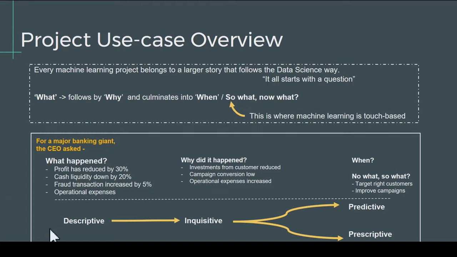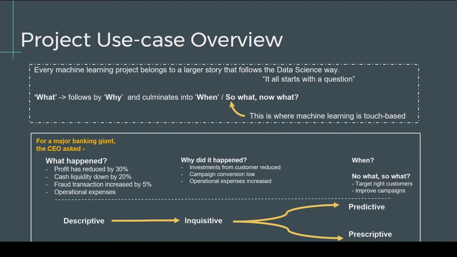Now, this would be a set of candidate answers the CEO might have received. So when he asked what happened, he would hear: for this year, the profit has reduced by 30%, cash liquidity is down by 20%, fraud transactions increased by 5%, and overall operational expenses are now a concern because they are also increasing. So this is a candidate set of answers that a CEO would receive in response to a question framed by him. Now, this news is definitely not encouraging. There is definitely a concern that would pop up in his mind, and he would try to see how we can circumvent the situation.